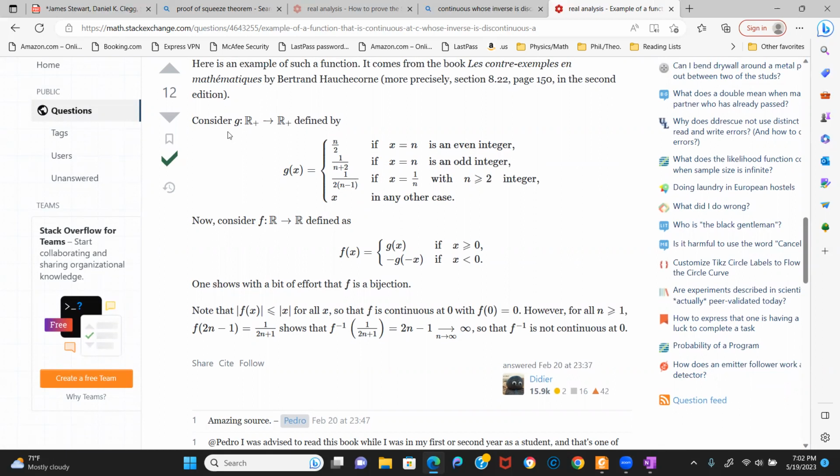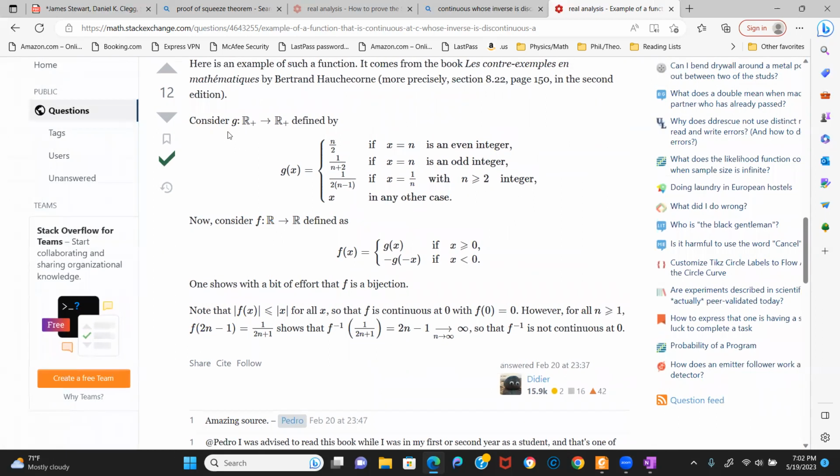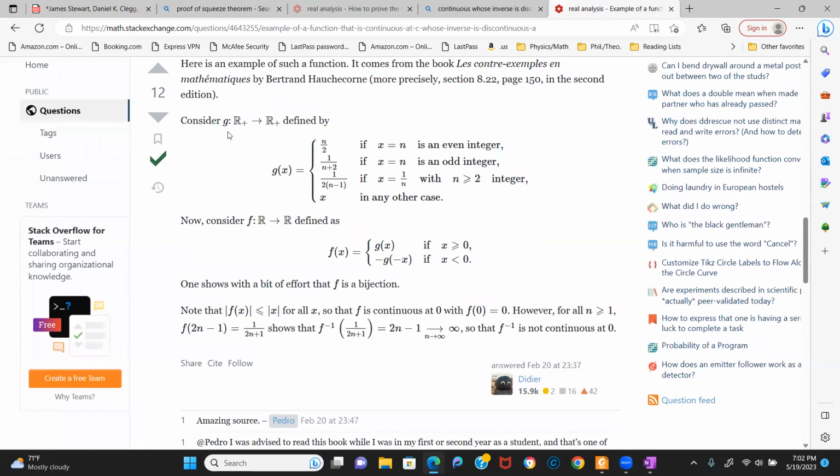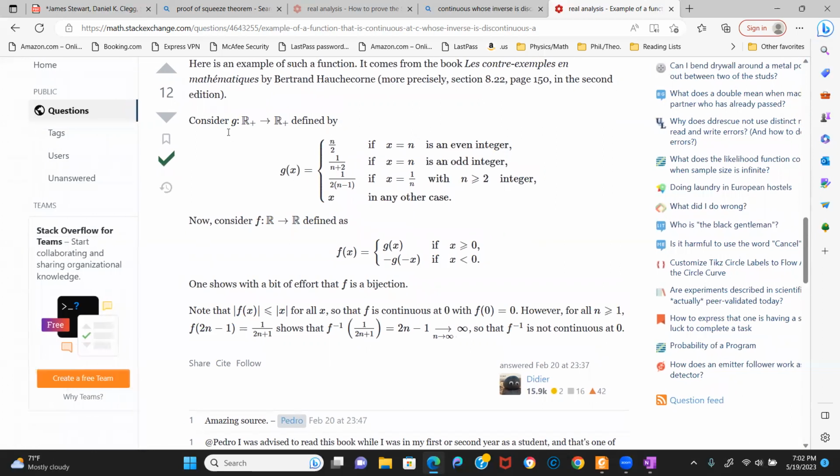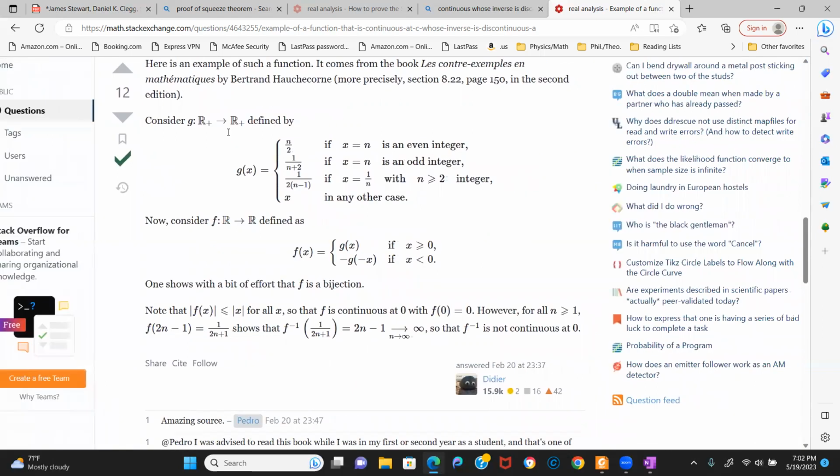So it's a function from the positive numbers to the positive numbers, and it's n over 2 of x is n, and it is an even integer, and then it's 1 over n plus 2 if x is an odd integer. It's 1 over 2n, 2 times n minus 1 if x is of the form 1 over n, and then it just equals x in any other case. That's kind of surprising that this is continuous.